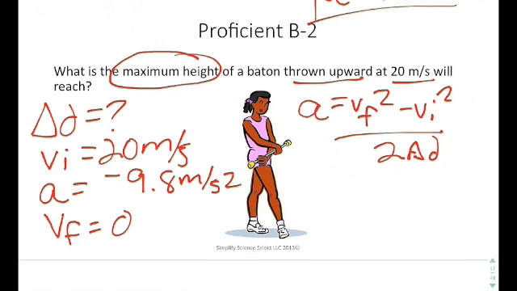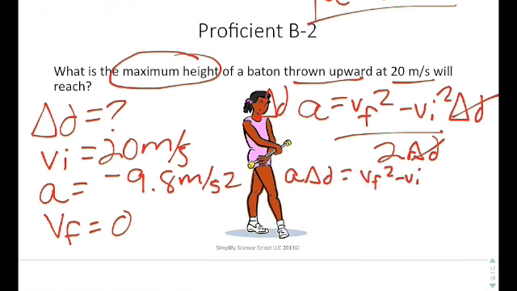I'm going to go ahead and solve algebraically first because it's a little bit easier for me. I'm going to multiply both sides by delta D. When I do that, delta D crosses out here, and I've got A delta D equals Vf squared minus Vi squared divided by 2. I'm going to divide both sides by A, and I end up with delta D equals Vf squared minus Vi squared divided by 2A.